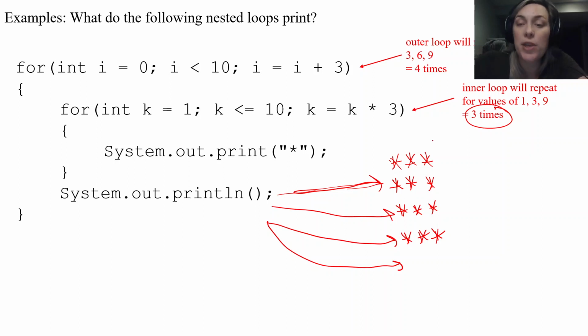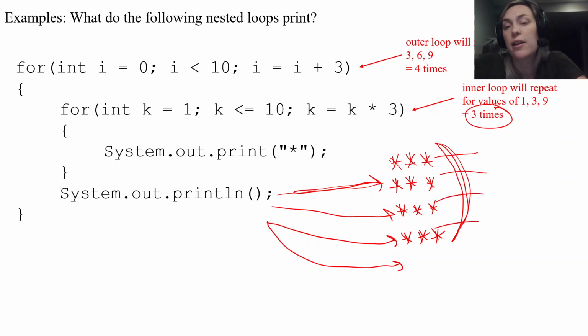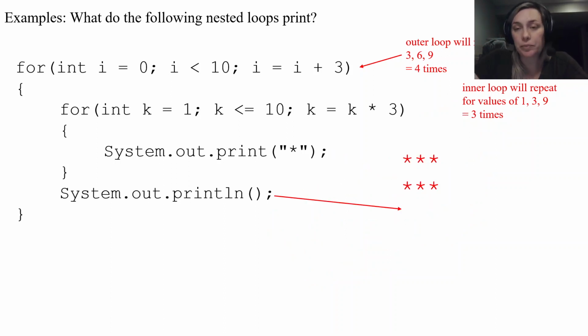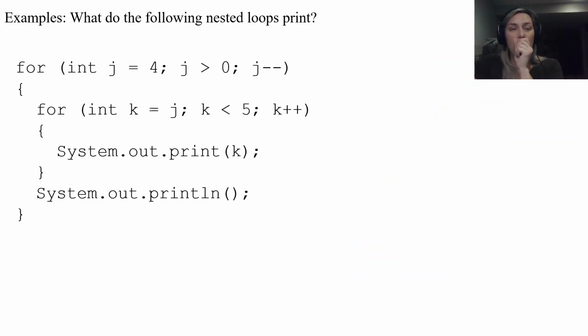So the 3 stars represent your inner loop. Every time your inner loop runs, 3 stars get printed. Every time your outer statements run, a new line gets printed. So that's why you have 3 stars and you have 4 new lines. Logic through it. You can do it. Those ones are not too bad to logic through once you get used to them. The tricky ones are going to come up next.